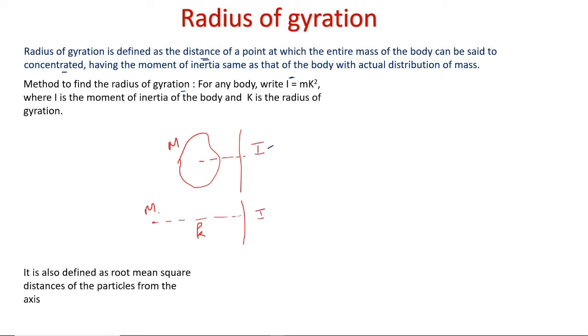There is one more definition. Radius of gyration is also defined as the root mean square distance of the particles from the axis. See, k is equal to the square root of (r1 squared plus r2 squared plus r3 squared, etc., up to rn squared) by n. Root mean square, no? So it is the root mean square distance of all the particles of the body from the concerned axis. Okay, we will see a few examples now.